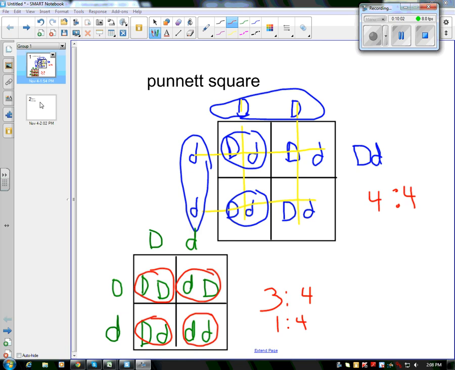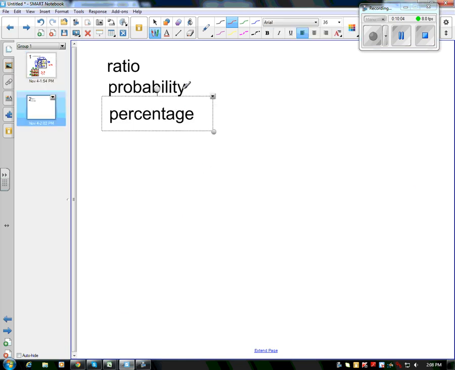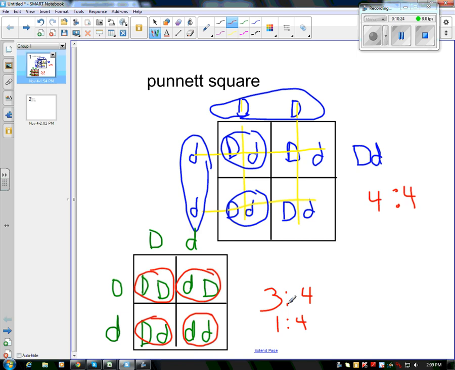Now, probability. How probable or likely is it to happen? The probability is the likelihood or chance of a specific outcome in relation to the total number of possible outcomes. So this would be probability: 3 to 4, 1 to 4, 4 to 4.